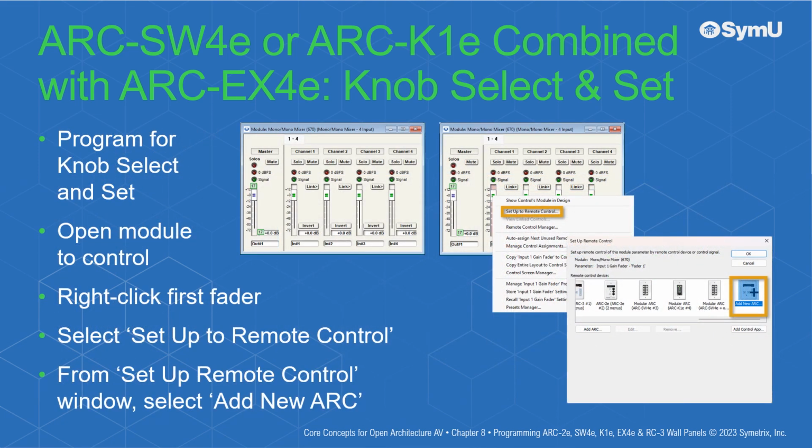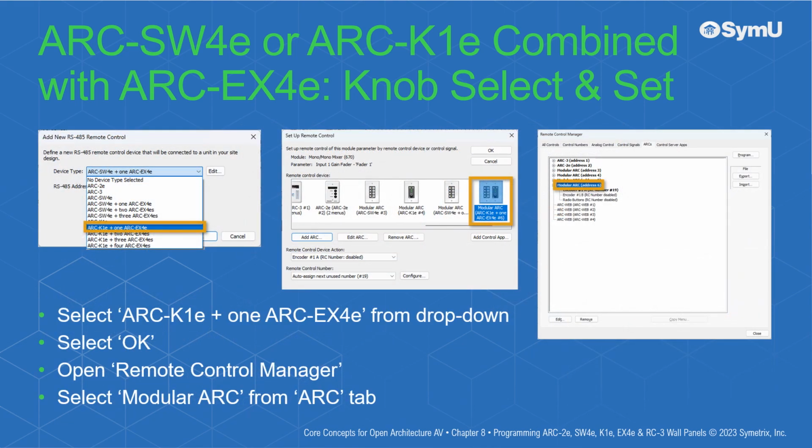To program for knob select and set, first open the module to be controlled. Right-click the first fader and select Set Up to Remote Control. From the Setup Remote Control window, select Add New ARC. Next, select ARC-K1E plus 1 ARC-EX4E from the drop-down menu. Next, select OK and then open Remote Control Manager. From Remote Control Manager, select the Modular ARC from the ARC tab.